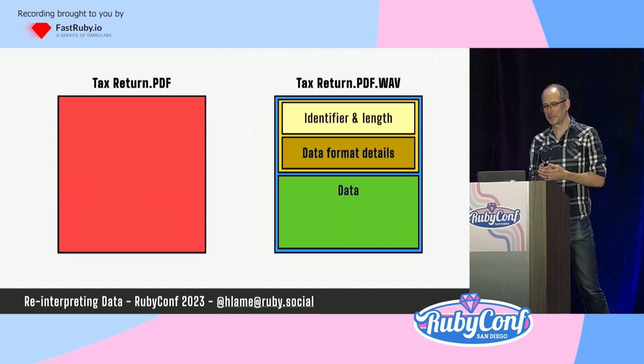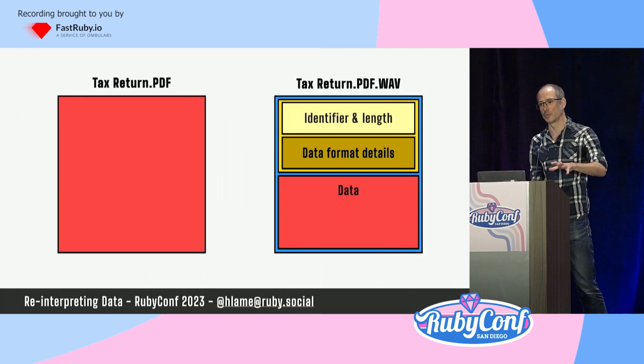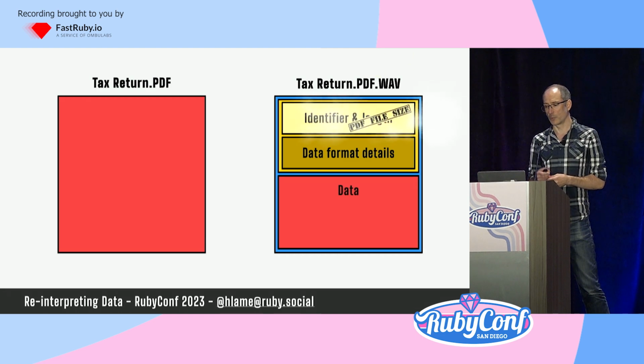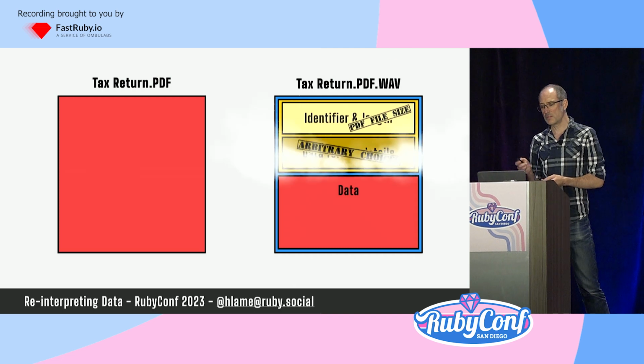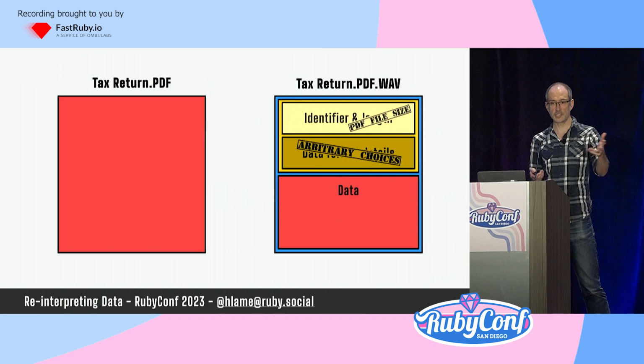How? Well, a WAV file is header and data, and the data bit's easy. We just take the entire contents of the PDF and smoosh it onto the bottom of our WAV file. We can then calculate what we need for the header just by looking at the size of our source file. And making some choices about the sample rate and bits per sample, we can calculate the second half of the header.